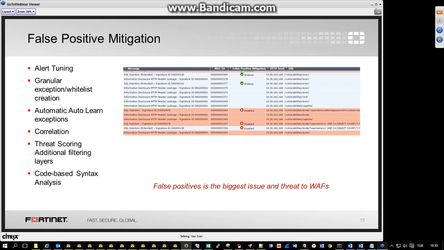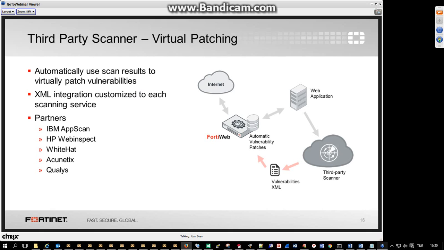So this is something that you should definitely talk to customers about, false positive mitigation, especially customers that already have a WAF or had a WAF in the past. They know about it, they're concerned about it. This is something that you should talk to them about.